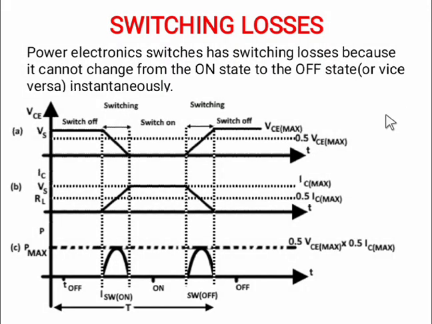Now we will understand the switching loss. What is switching loss? Switching loss occurs while we turn on and turn off the switches. As I explained in previous lectures, if we apply a gate signal to any power electronics device to turn it on, it takes some time to turn on, and after removing the gate signal, it takes some time to turn off. So during this turn on and turn off time, the switching loss occurs. We understand this by this diagram.